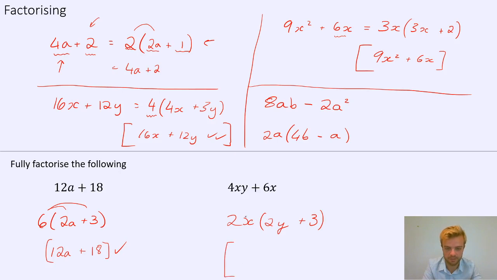And we'll do our little check. 2x times 2y is 4xy, and 2x times 3 is 6x, which is what we started with, so it must be right. So that's factorising.